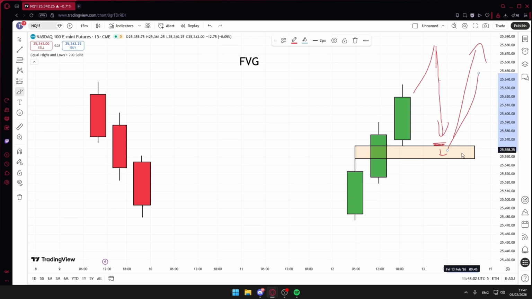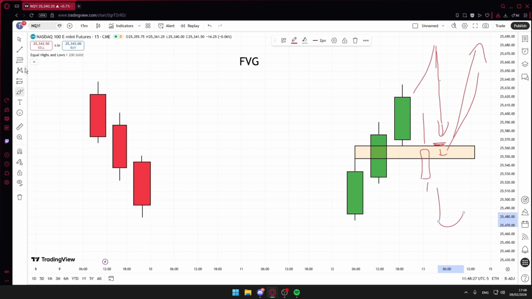Like this, you know that the fair value gap is valid and the market is still going to go up higher. But if you find that a whole candle appeared in here and closed, you have a very high chance that the market will start dropping down.